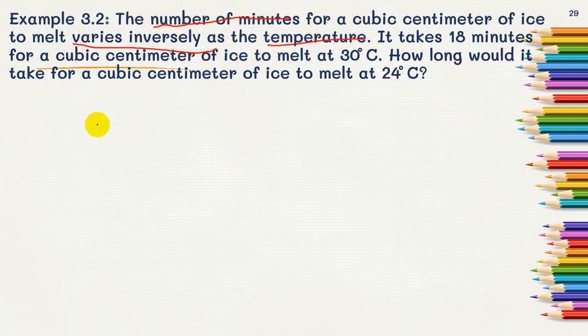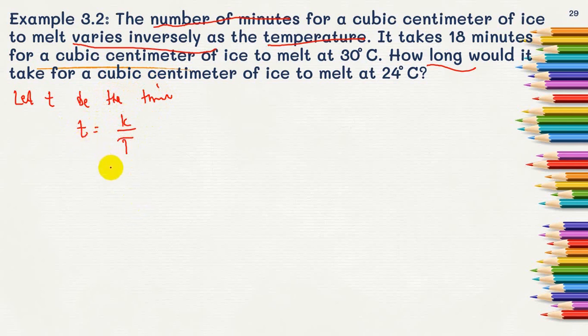So what is unknown? The unknown is how long. It means we are looking for the time, so we let t be the time. Now let's construct our variation equation. It will be t equals k over the temperature, capital T. They are not the same.